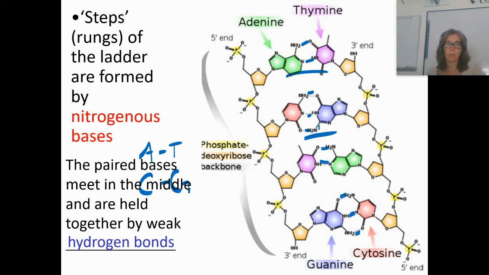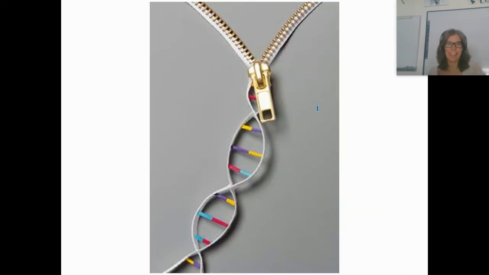And so hydrogen bonds are weak. They can unzip pretty easily. That way you can use the DNA if you need to make RNA, or you can copy it when it's time to do replication. So you can unzip it.